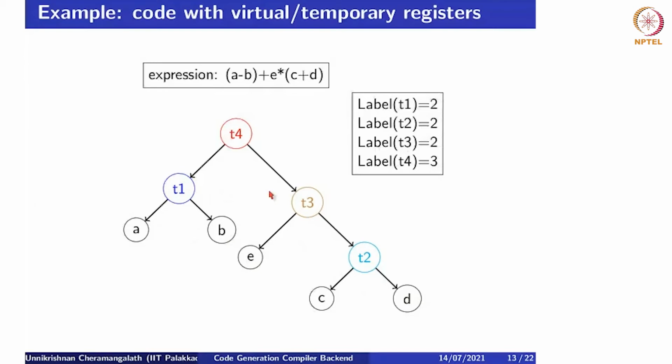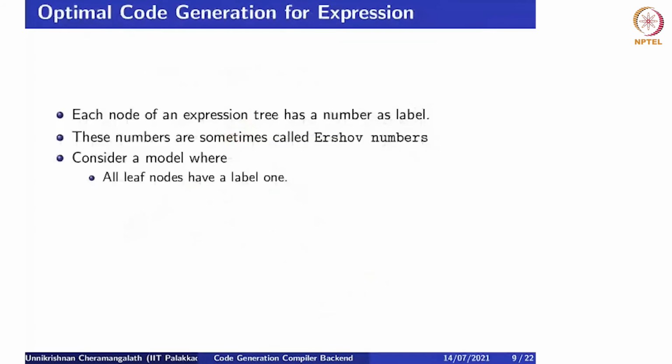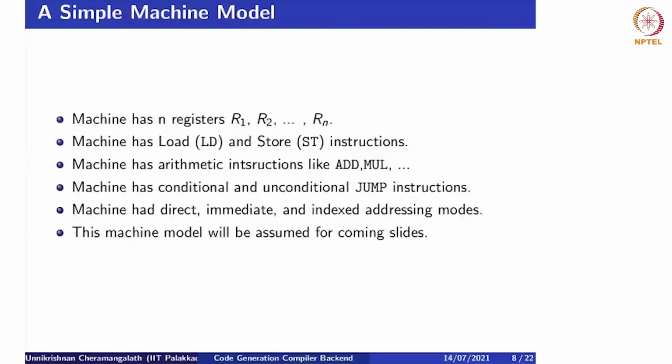So the intuition here is that you can do an optimal code generation based on the algorithm that can cover it using 3 registers. Suppose you just briefly remember this machine model. The machine has n registers, load and store instructions, arithmetic instructions. We are not worried about the exact number of arithmetic instructions that are there. We are not worried too much, like add, merge, sub, etc.